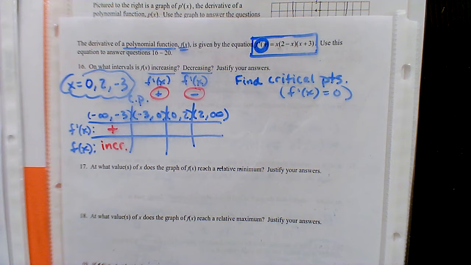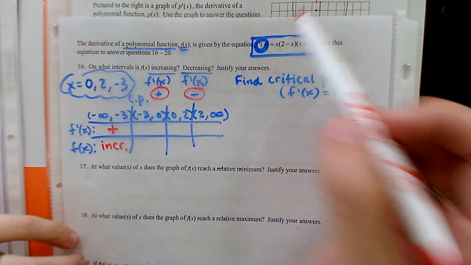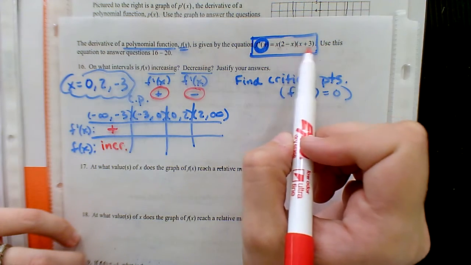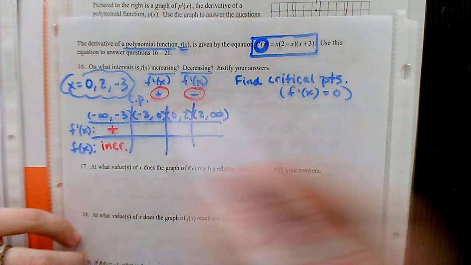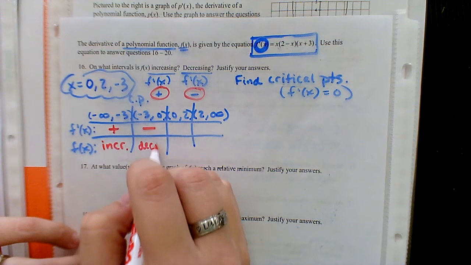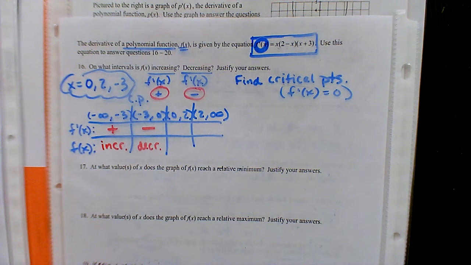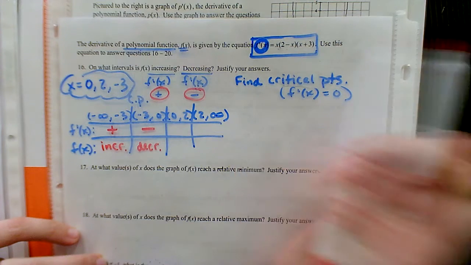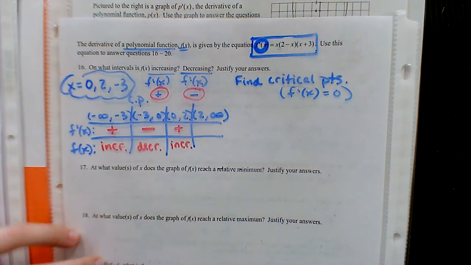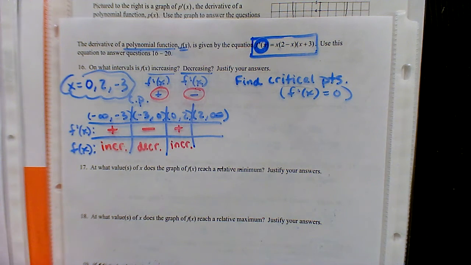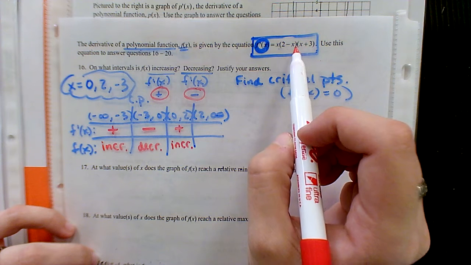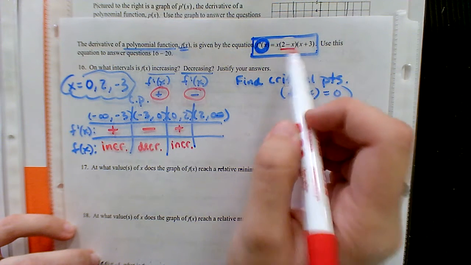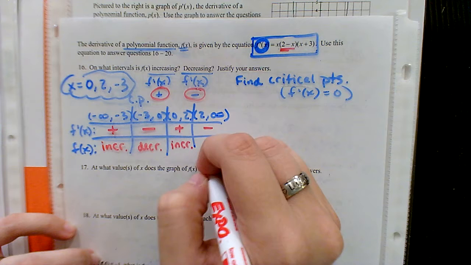All right, pick any number you want between -3 and 0. -2. All right, first factor, negative. Second factor, if you plug in -2, positive. Third factor, if you plug in -2, positive. Negative times positive times positive. We got negative. So the original function is decreasing. Something between 0 and 2, most likely 1. Positive times positive times positive. We got positive. And anything bigger than 2? We got positive, positive, positive. Oh wait, no, that would be negative, right? That would be negative. Positive, negative, positive.